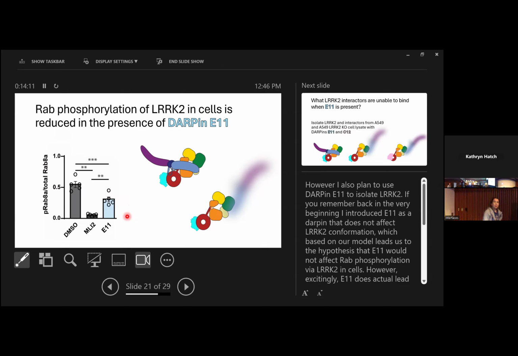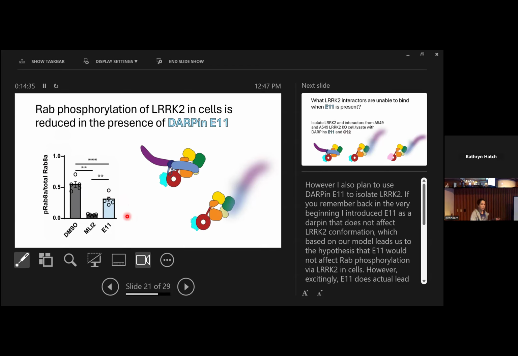And so it's not changing the structural preference of LRRK2. And so the question is, well, why? What's happening? And my current hypothesis is that it's likely due to E11 being more specific and more tightly bound to LRRK2 and actually competing with an activator of LRRK2.